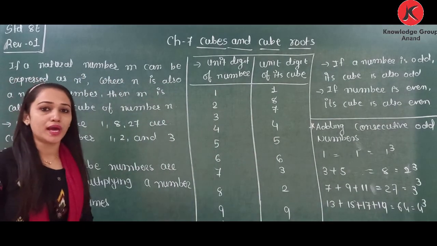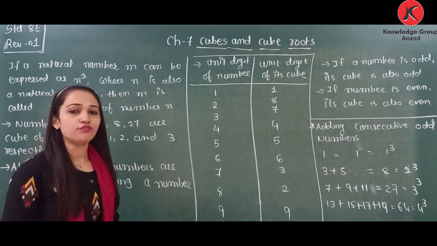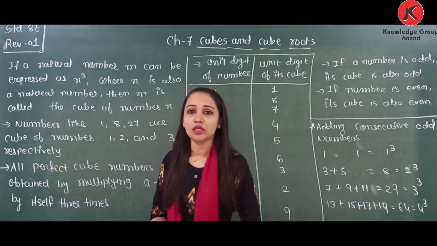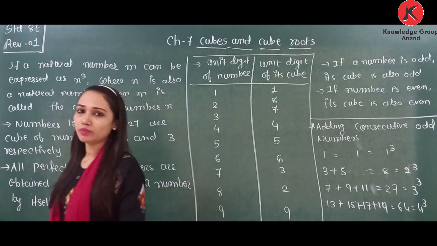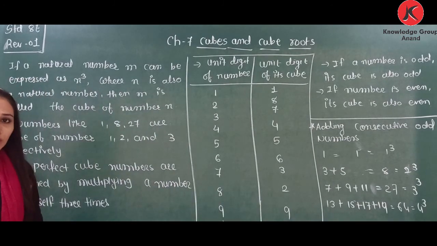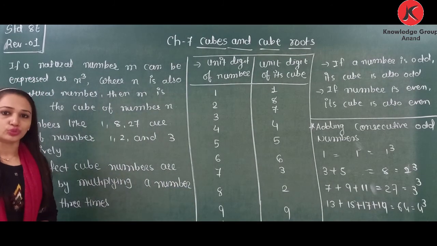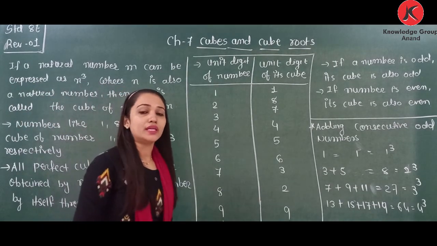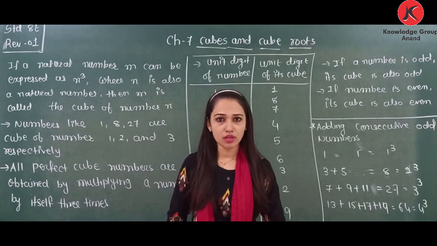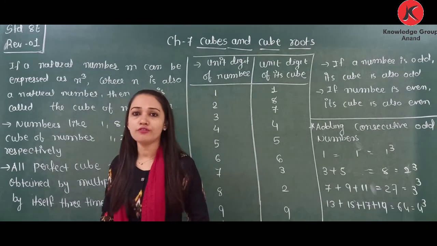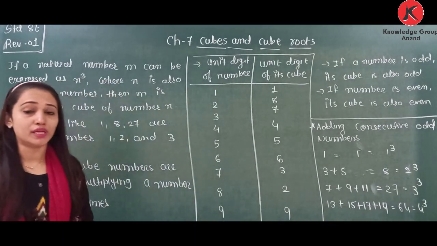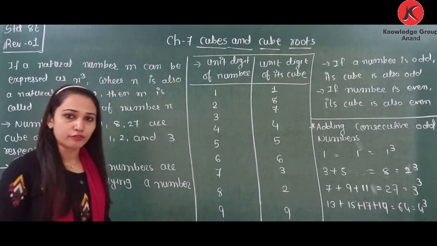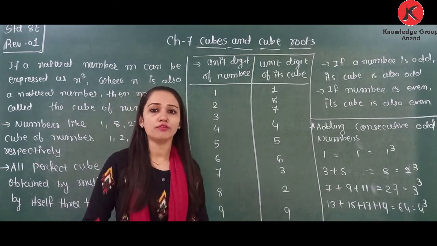If a number is multiplied by itself 3 times, then you get the cube of that number. For example, if we multiply 2 three times, 2 multiply 2 multiply 2, then we get 8, and 8 is the cube of 2. Same, 3 multiply 3 multiply 3 gives 27, so 27 is the cube of 3. If you multiply 5 three times, we get 125, so 125 is the cube of 5.